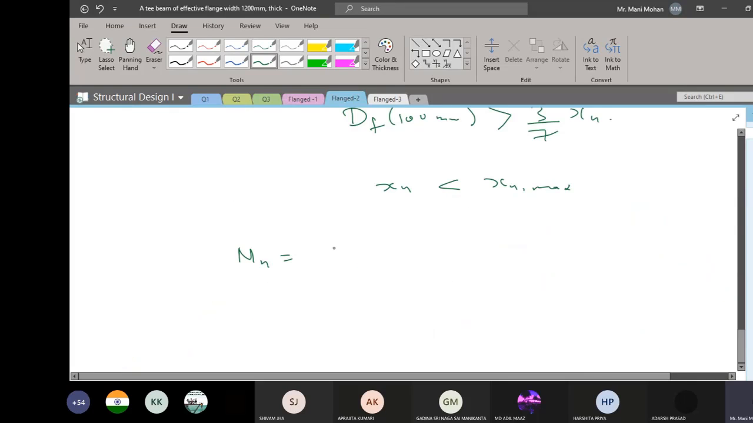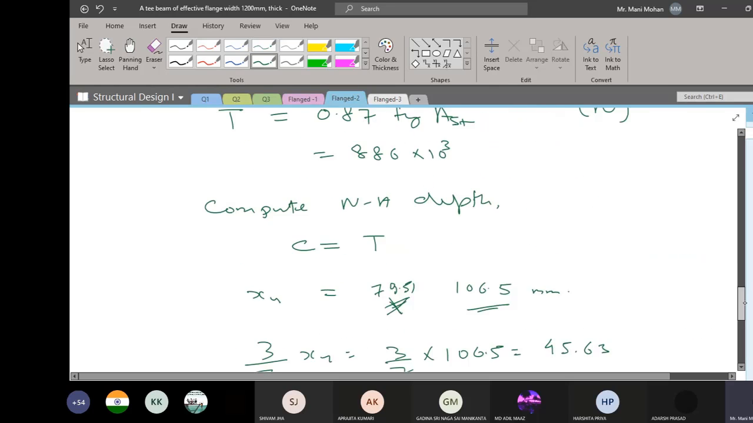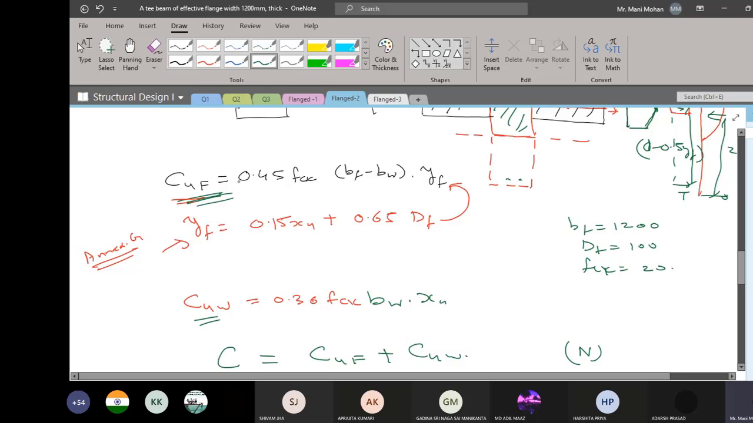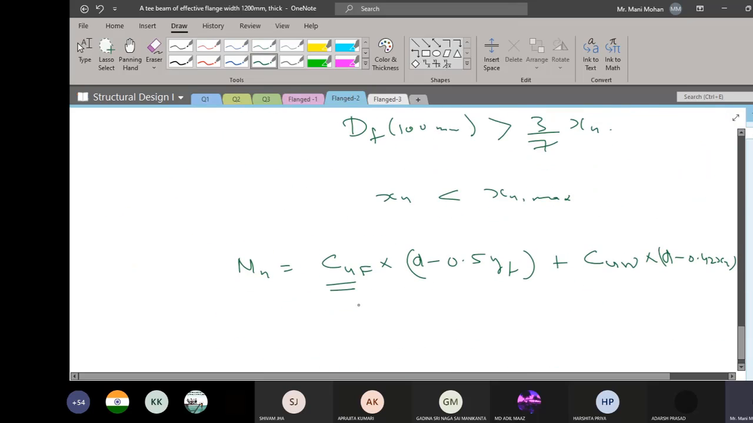So when you write it down, I'll write compression force in flange into D minus 0.5 times YF, plus compression force in web into D minus 0.42 XU. You can compute the compression force in flange because you already have this expression, which you might have done. Substitute the value of XU and you will get compression force in flange. Similarly, since you have computed XU, substitute it in the compression force in web, and you'll get all these values.